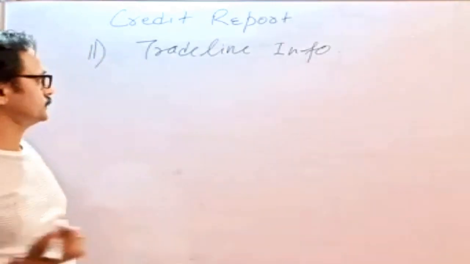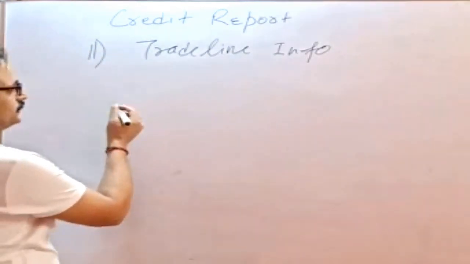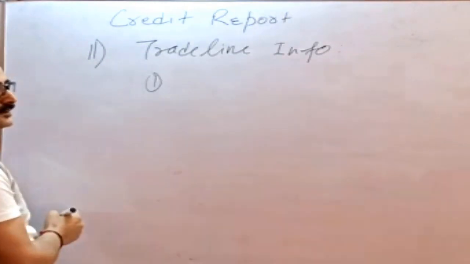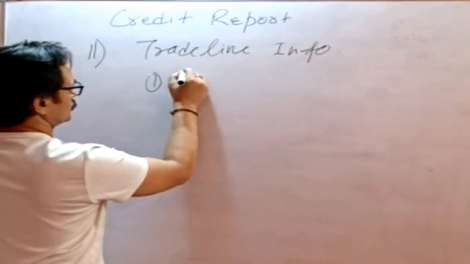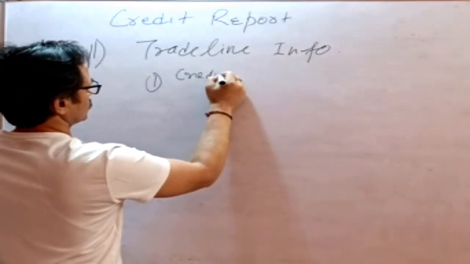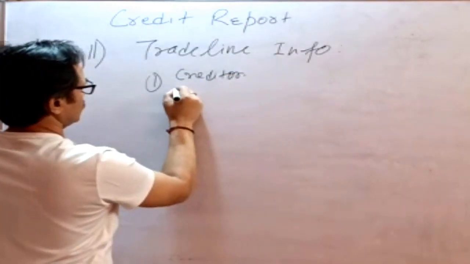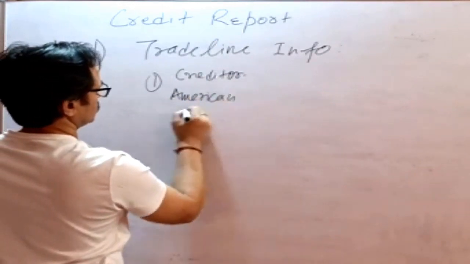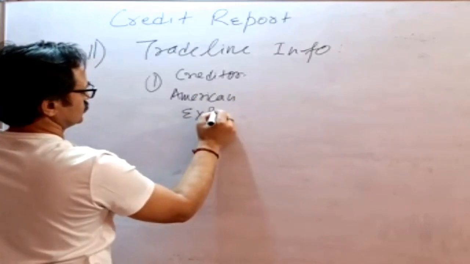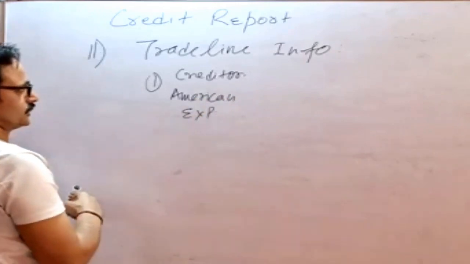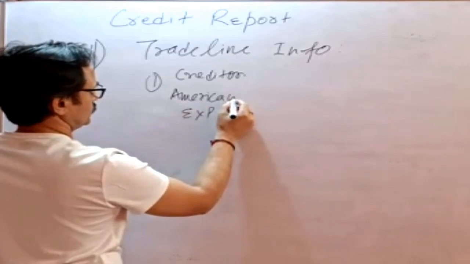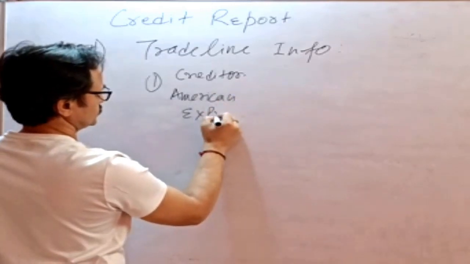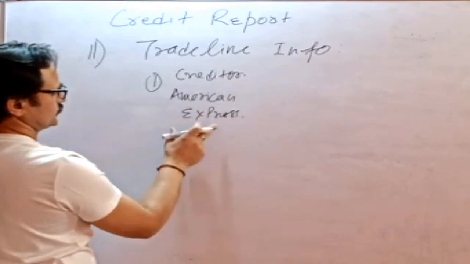So how is that going to appear? Let me give you an example. Let's say the borrower has one credit card. So who is the creditor? The creditor could be American Express, let's say. That is the credit card the borrower owns, and American Express is the creditor name.